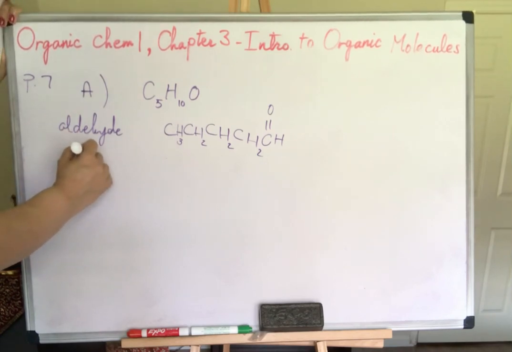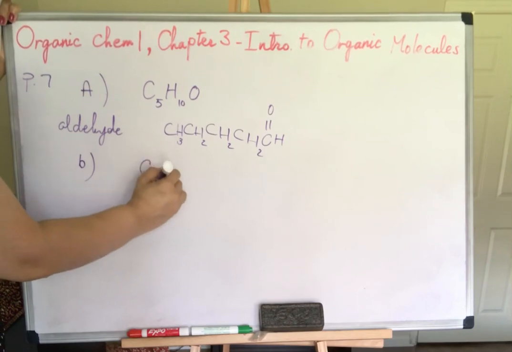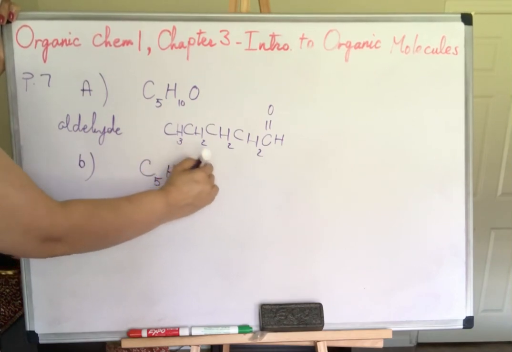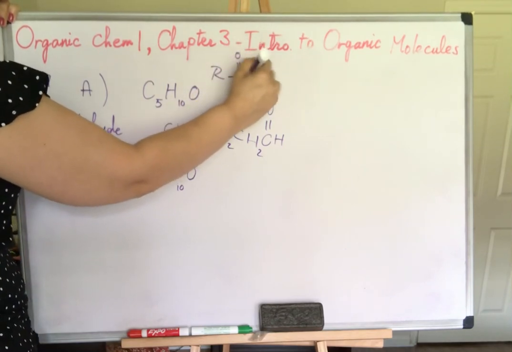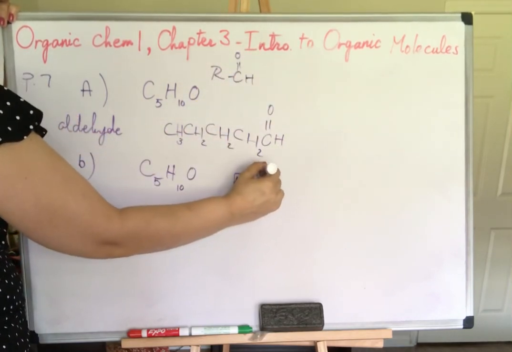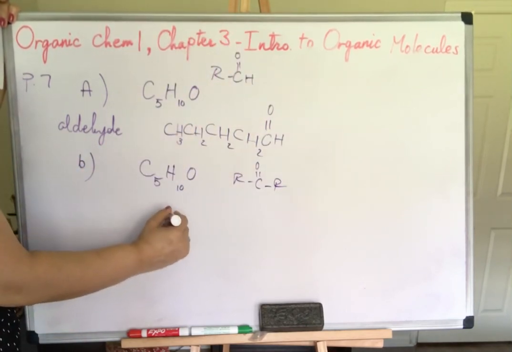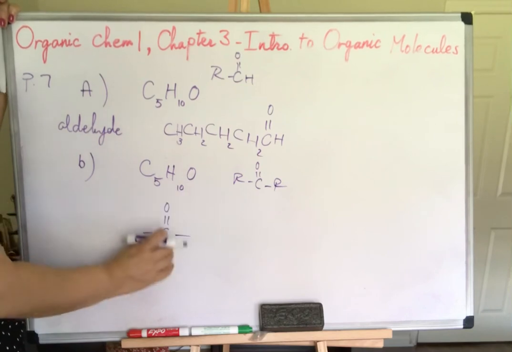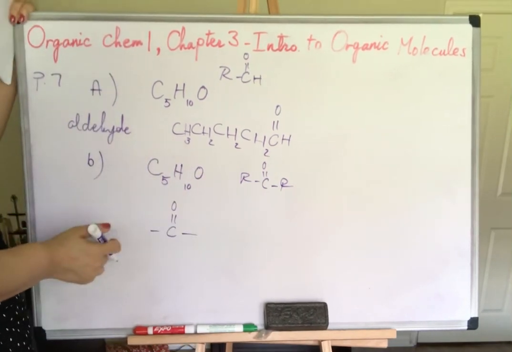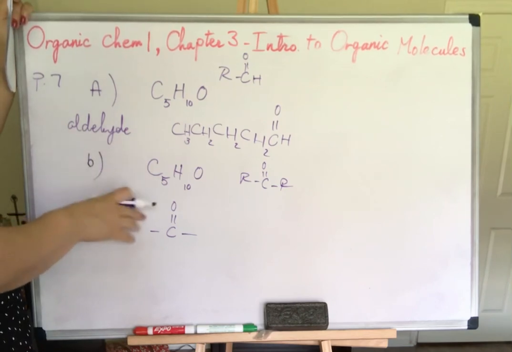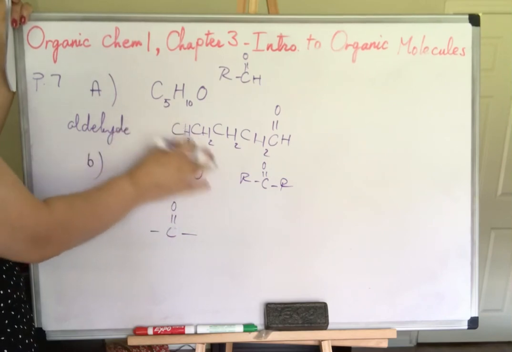B. A ketone with this formula. So what was the difference between ketone and aldehyde? Aldehyde is RCOH and ketone is RCOR. So that means we need to have CO in between and some carbons on the two sides. It doesn't matter how many carbons you want on each side. We just are looking for a very general formula.